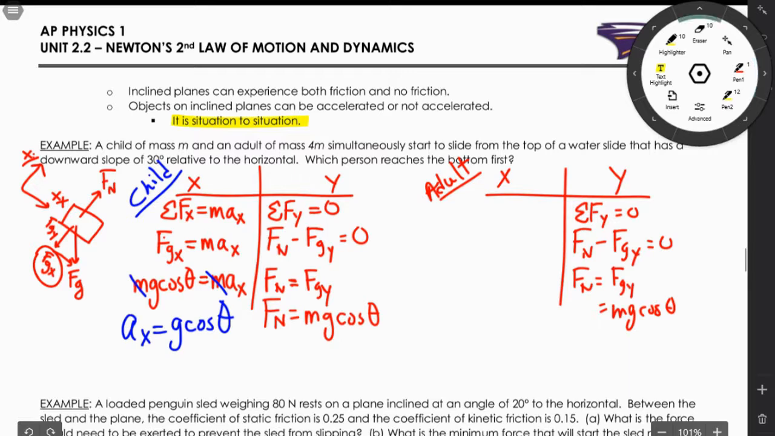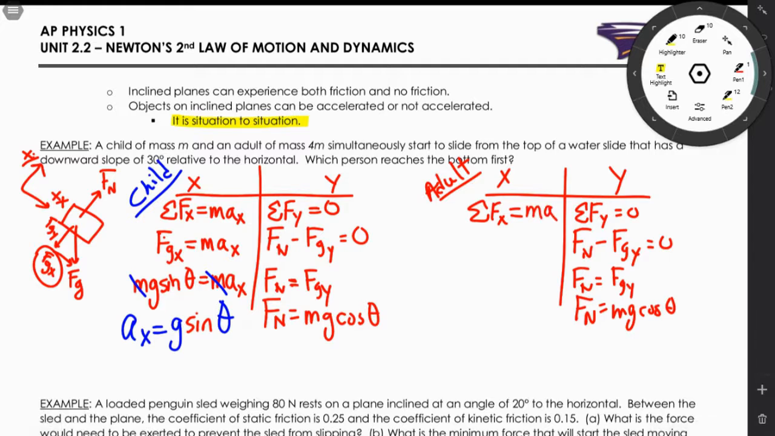Hold on, let me go back over here to our Baby Yoda. This should be sine, not cosine, because in the x direction it's sine. So the acceleration is g sine theta. I apologize for that. And so then we do the sum of the forces in the x direction equals max, right? Because the adult's accelerating, or ma, right?